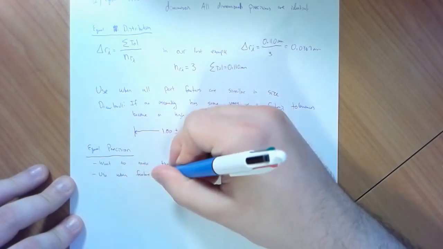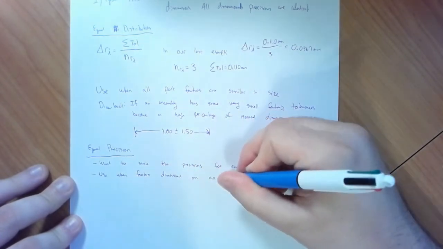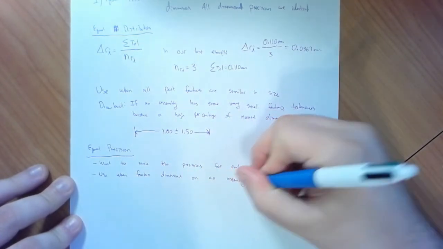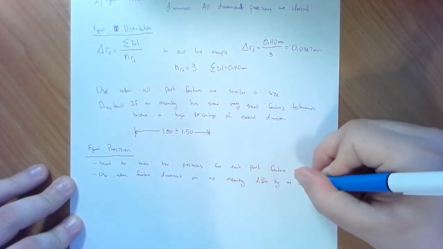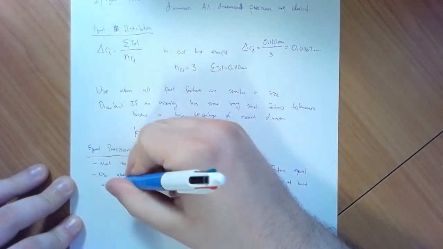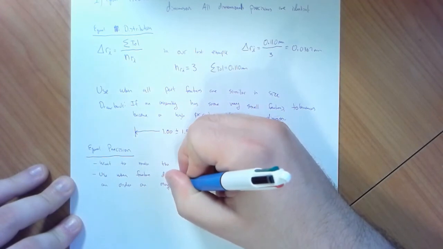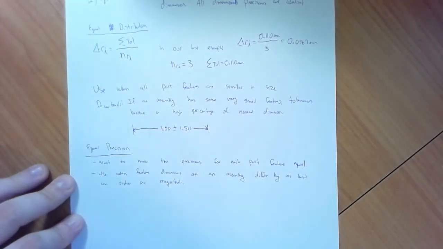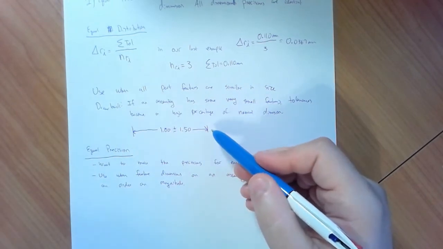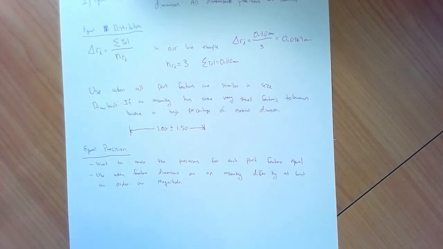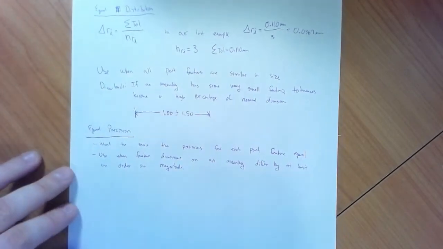So use it when feature dimensions on an assembly differ by at least an order of magnitude. So you've got big parts and you've got small parts, and they're together in a tolerance stack up. And that's when you would use this situation, so you don't run into something like this where the tolerance ends up being bigger than the nominal dimension of the small parts.